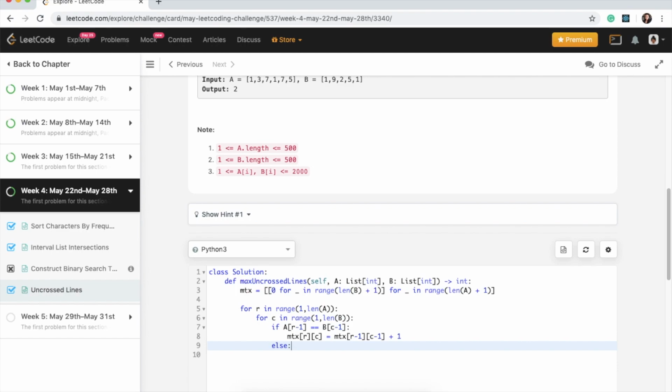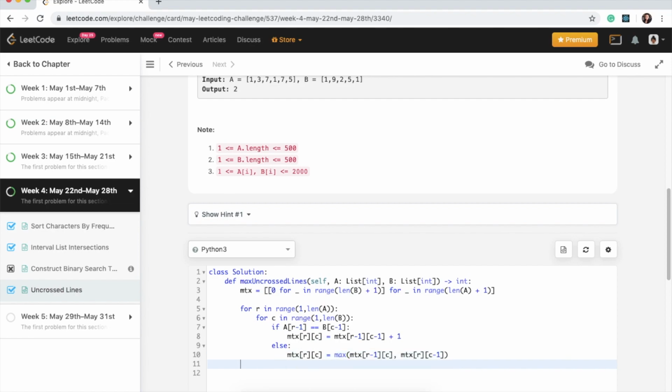And then else, if the numbers don't match, we just take the max of our previous answers and put that in that spot. So we'll say matrix R, C equals the max of matrix R minus 1, so this is the row above, R minus 1, and we want to stay in the same column. And we want to take this and the one to the left. So to the left we go, matrix R, and we want to say C minus 1, column minus 1. Go to the left. Okay, awesome.